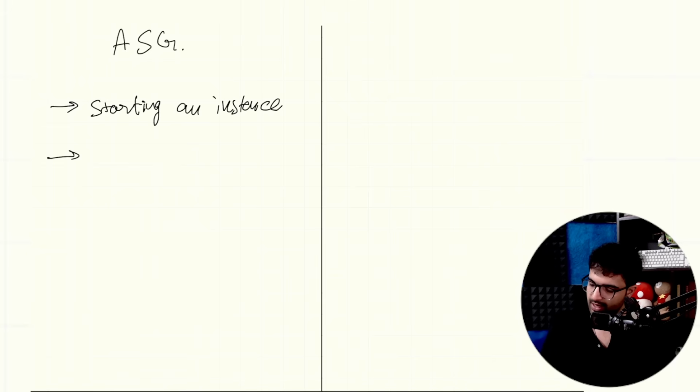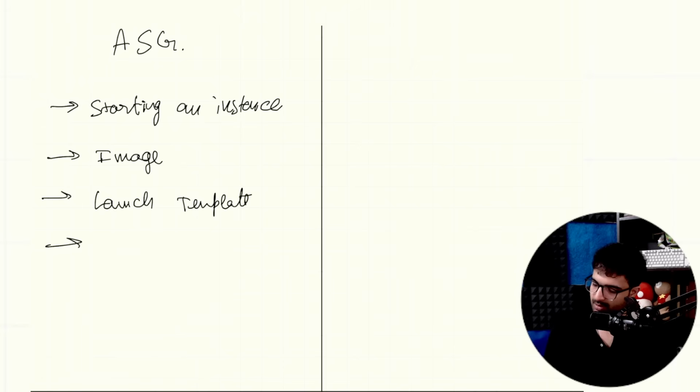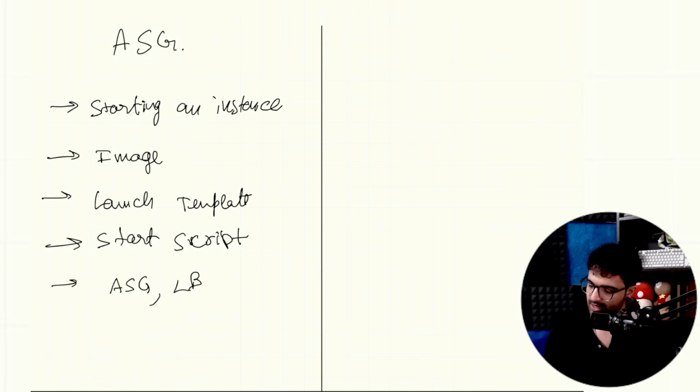Number two, creating an image out of it. Number three, creating a launch template. Number four, defining some sort of a start script in your launch template. And lastly, creating an auto scaling group with a load balancer on top.